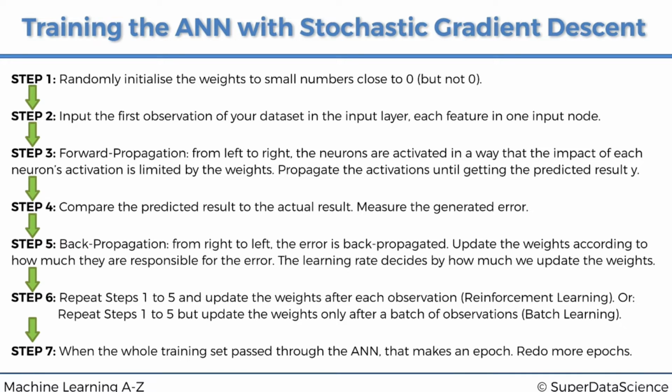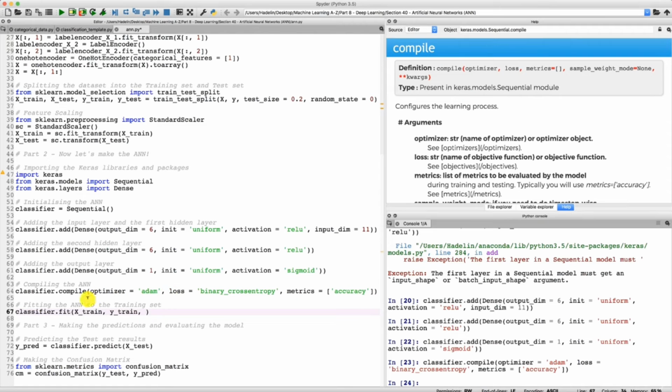Alright, and now what is going to be the second additional argument? Well, to find it, we need to look at step 7, because indeed in step 7 there is this notion of epoch, and an epoch is basically a round when the whole training set passed through the ANN. And in reality, training the ANN consists of applying steps 1 to 6 over many epochs. So the second additional argument that we're going to input here is going to be the number of epochs. Alright, so actually we can check it out.